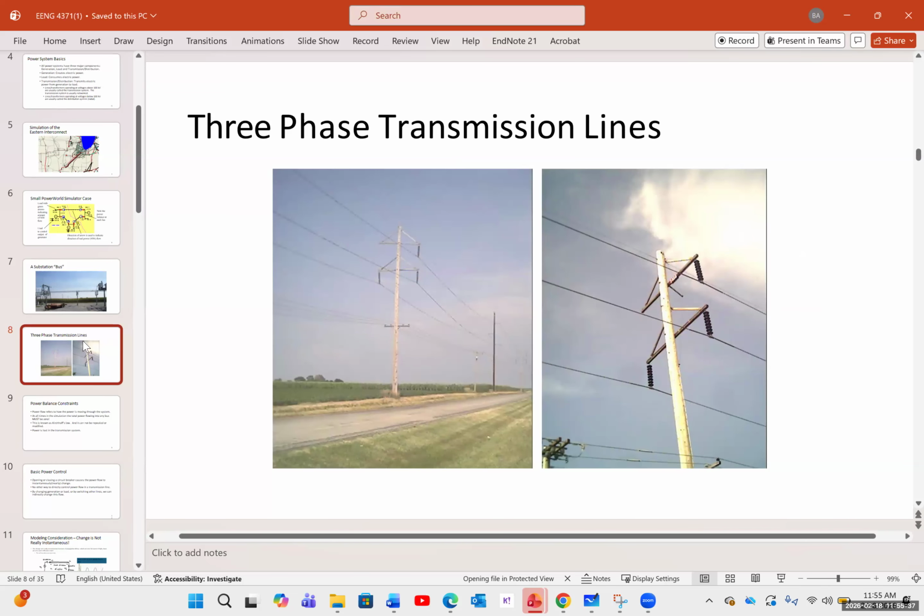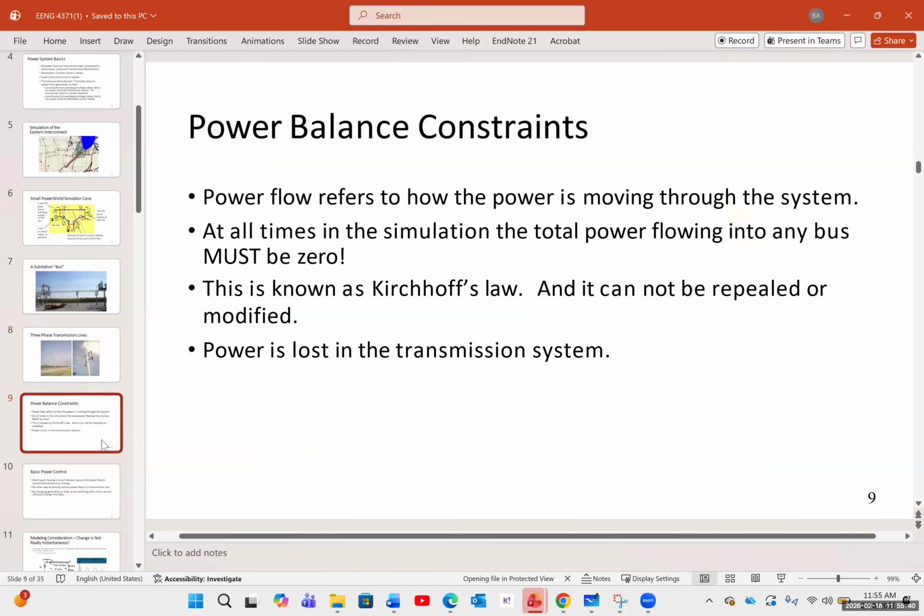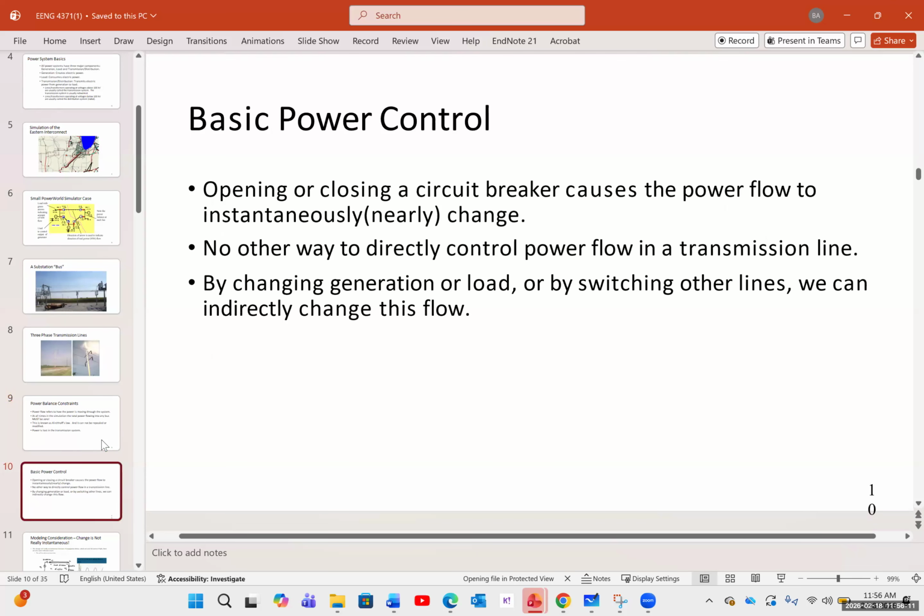And this is a three-phase transmission line. Now, we have some power balance constraints before we go back to that software simulator. So power flow refers to how the power is moving through the system. At all times in the simulation, the total power flowing into any bus must be 0. This is known as Kirchhoff's law, and it cannot be repealed or modified. Power is lost in the transmission system as well, because obviously we don't have an ideal transmission system.